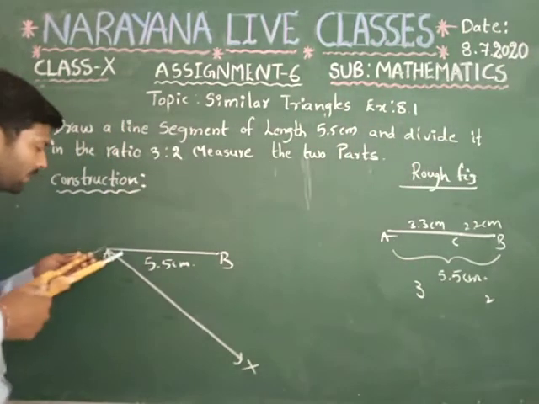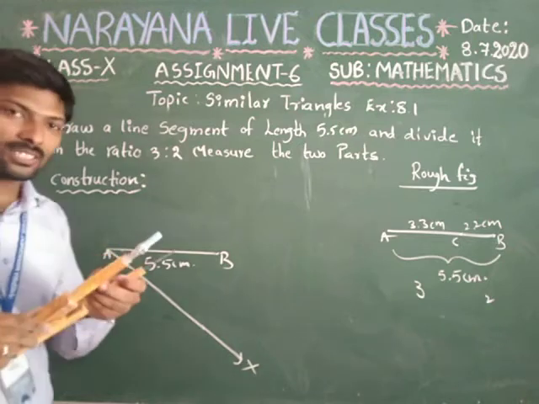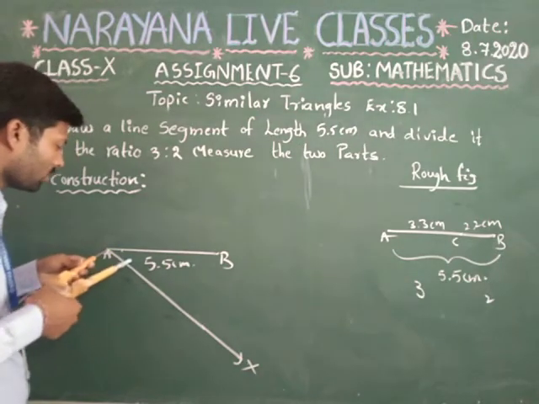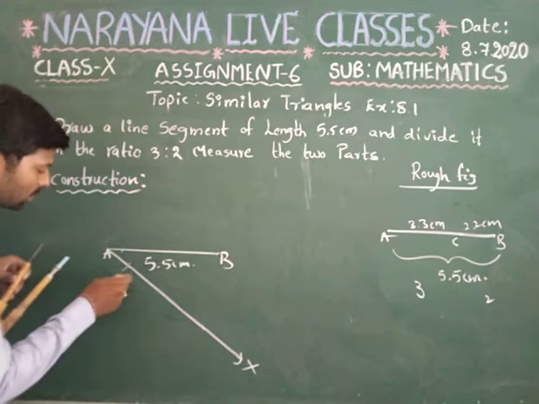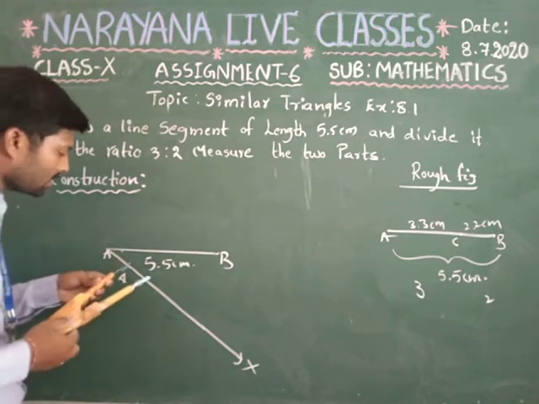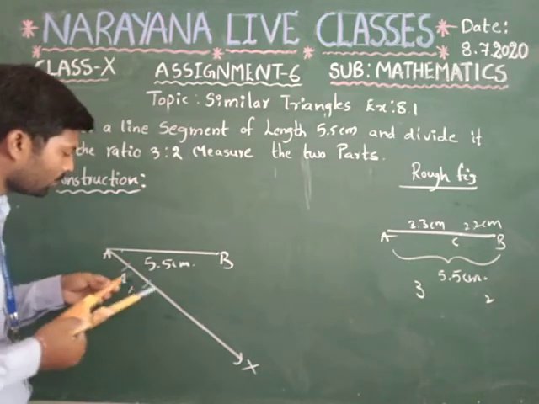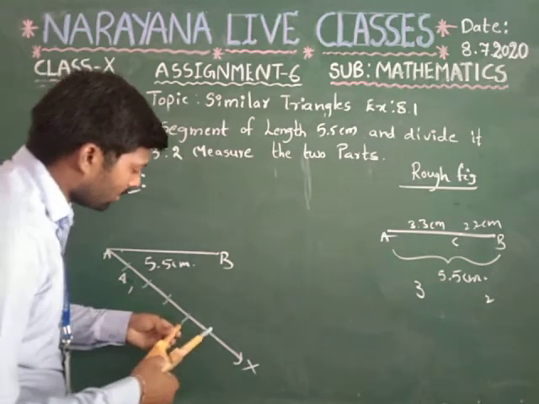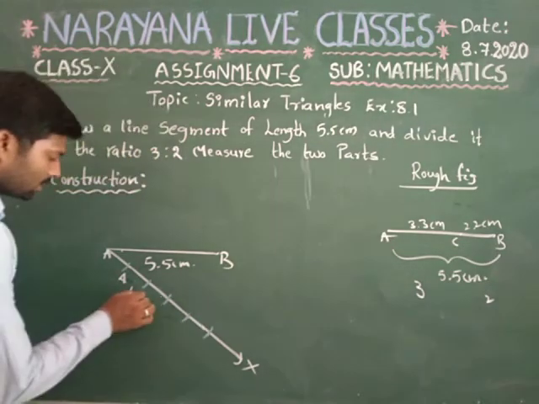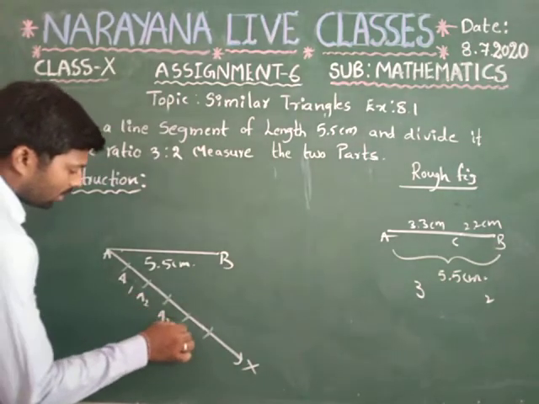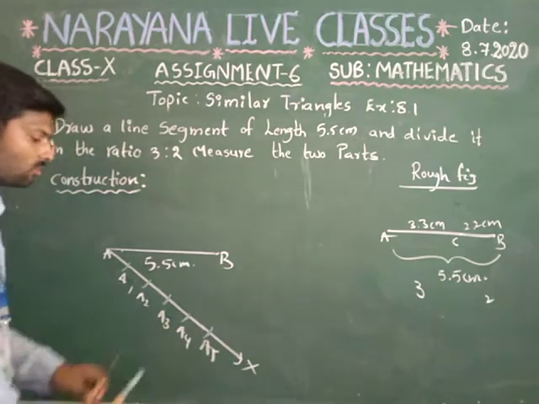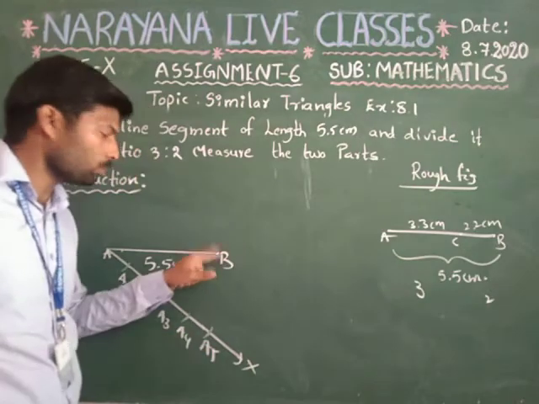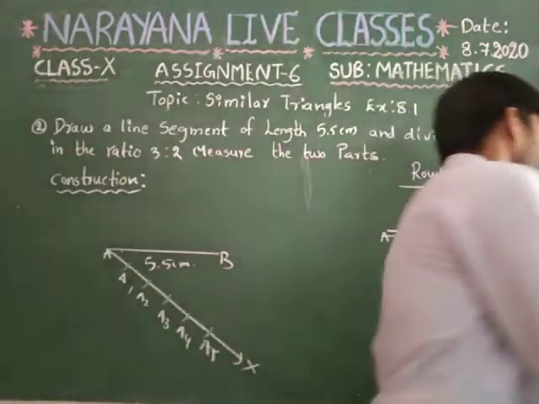Again, take point A as a center with some radius and draw one arc. It is nothing but A1. With the same radius, A1 as a center, draw A2, A3, A4 and A5. Now you have to join A5 to B with the help of scale.